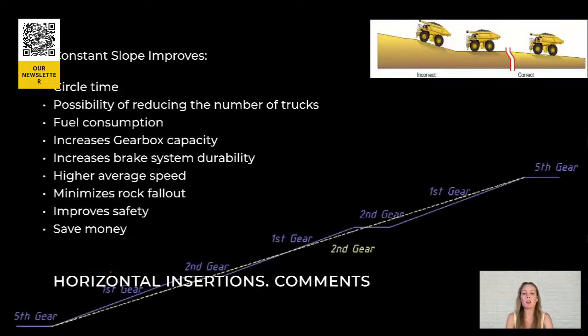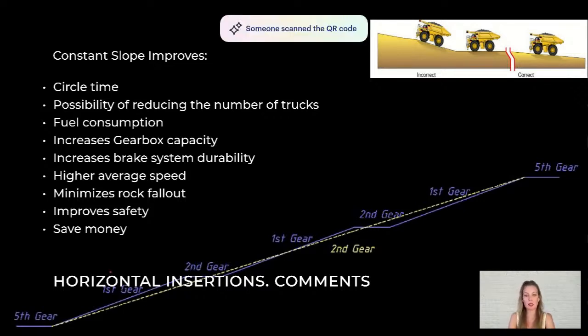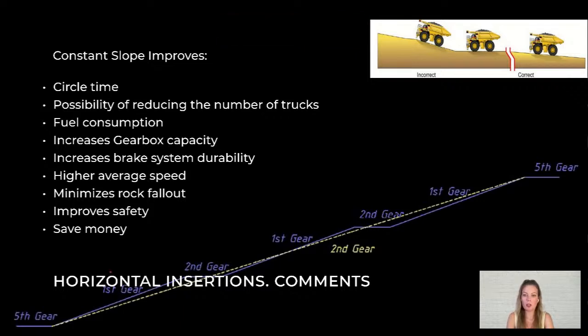And now let's talk about the overall impact of horizontal inserts. One important thing to note is that when there are horizontal inserts on the ramp, vehicles have to constantly switch gears from the first to second. In contrast, on the constant slope, vehicles can maintain a steady speed in second gear. Additionally, horizontal inserts increase the risk of rocks falling from the vehicle body when moving onto and off the sections. Horizontal inserts can also increase the cycle time for each vehicle, reducing their operational efficiency.